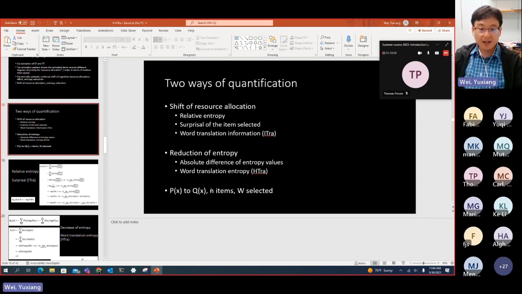if we have these two, and if we assume that there are n items in the mental lexicon, among which all these n items are activated, of course, and among all these n items, it is word w that is eventually selected. We can make use of these symbols and do some mathematics, and perhaps provide some proof of this relative entropy being equal to the surprisal of the item w, and that the reduction of entropy is equal to the initial entropy of px. So that's what I'm going to do.